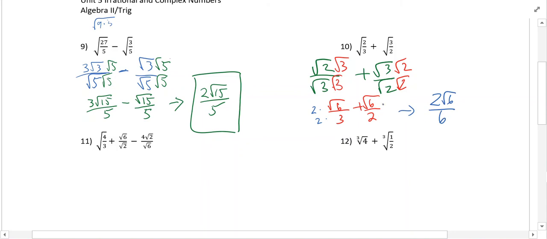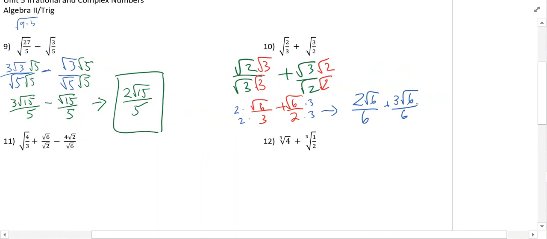And then on this side, I would have to multiply 3 to the top and the bottom. So this is going to give me plus 3 rad 6 over 6. So now, again, the rules of adding fractions, common denominator. Now that they have a common denominator, I can add their numerators. So then that's going to give me over here 5 rad 6 over 6.